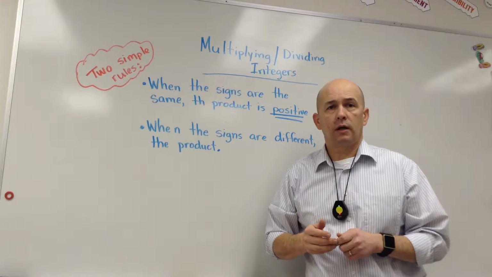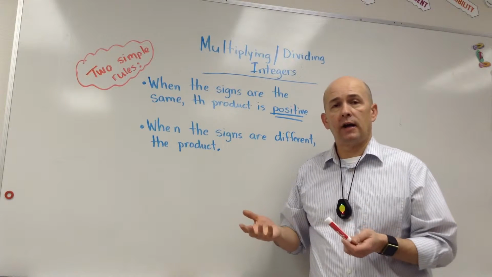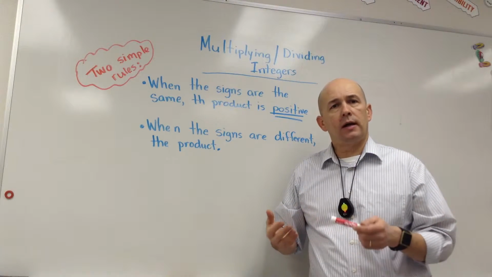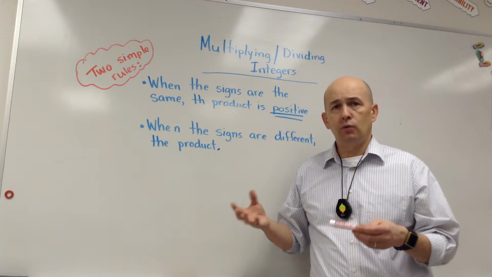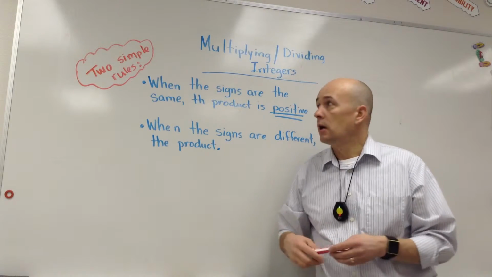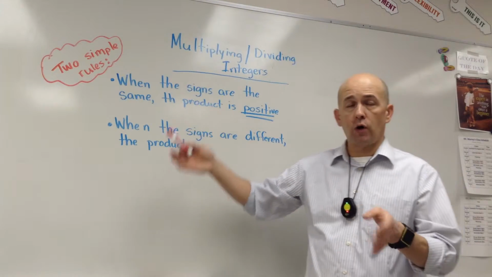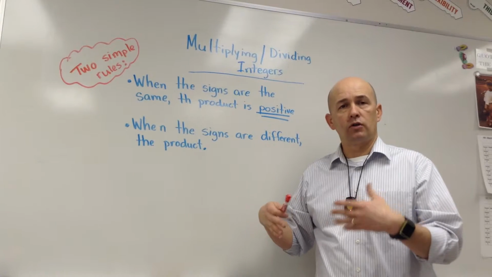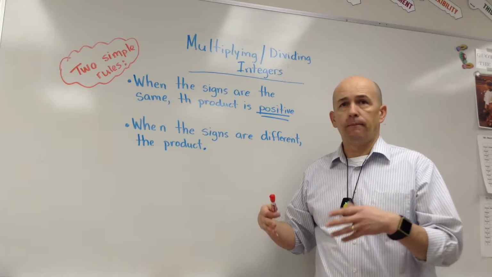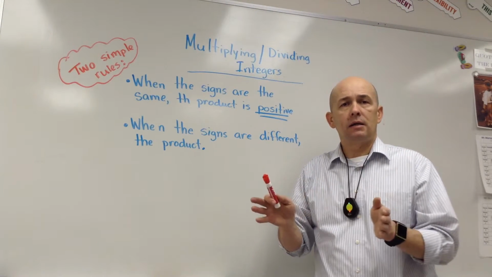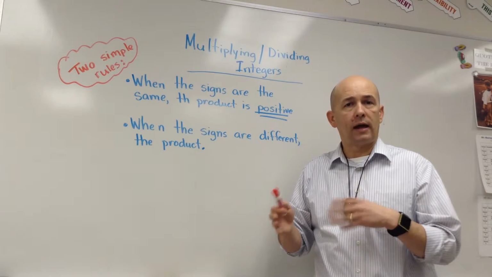In this video, I'm going to talk about multiplying and dividing integers. And when it comes to multiplying and or dividing integers, there's two really simple rules to keep in mind. The first rule to keep in mind when you're working with integers and you're multiplying, and remember, integers are any positive or negative whole number, and that also includes 0.